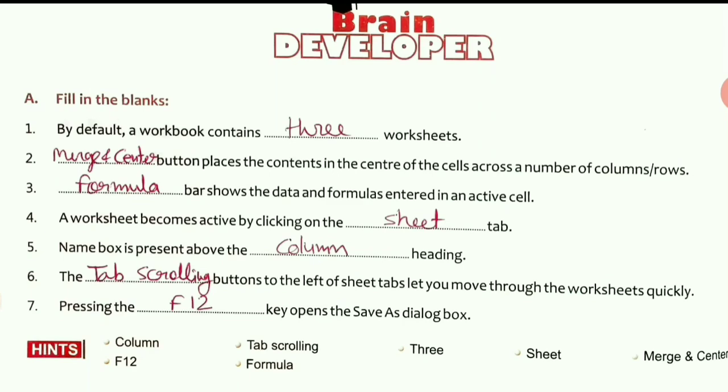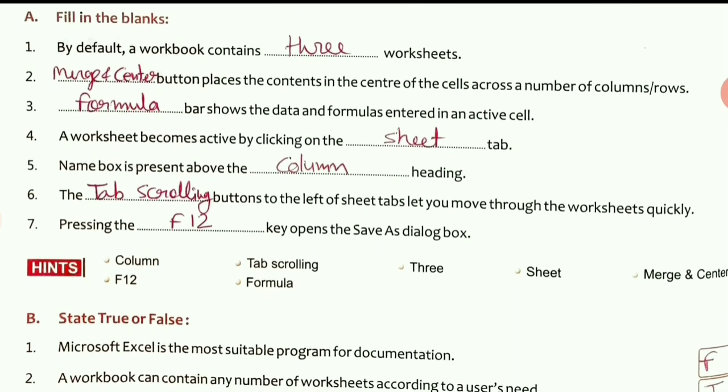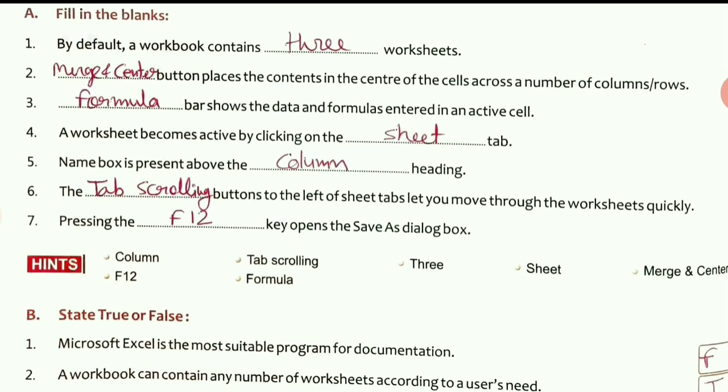In the first one, by default a workbook contains 3 worksheets. The second is merge and center button places the contents in the center of the cells across a number of columns or rows. The third one is formula bar. The formula bar shows the data and formulas entered in an active cell. The fourth one, answer is sheet tab.